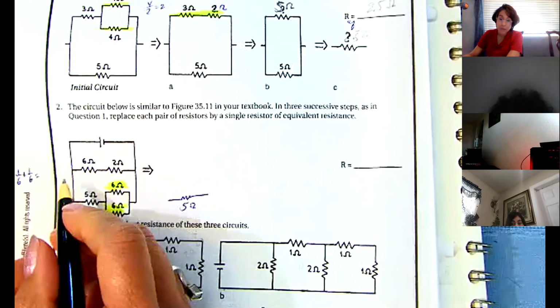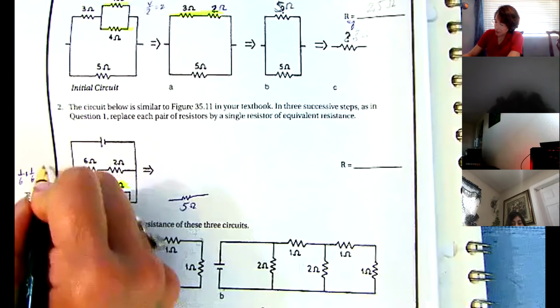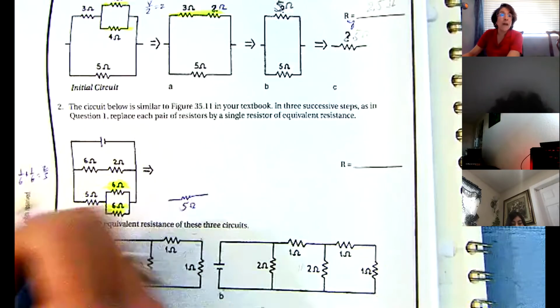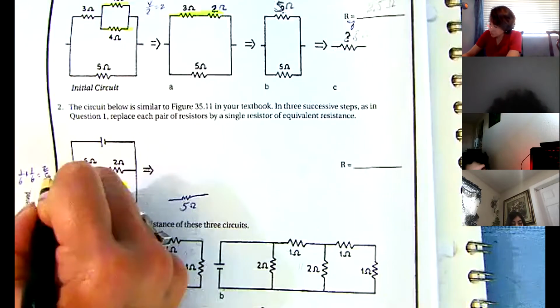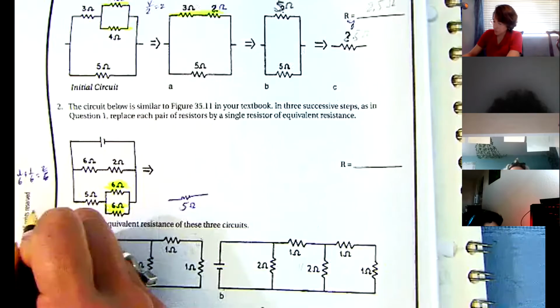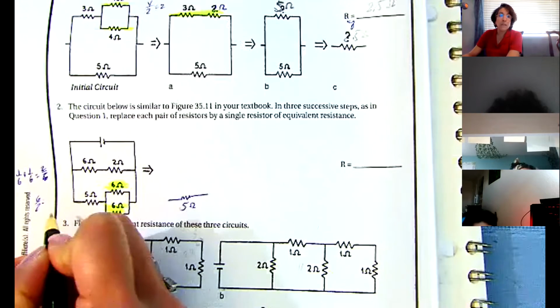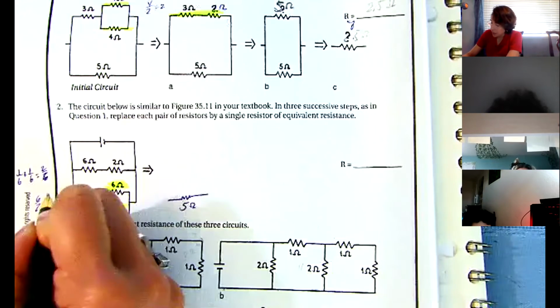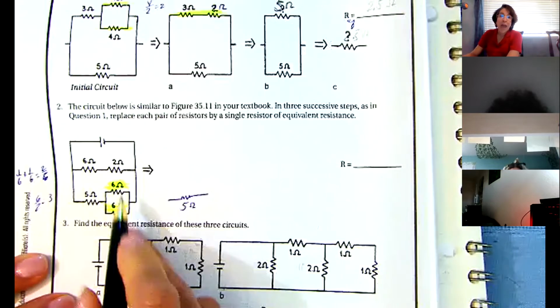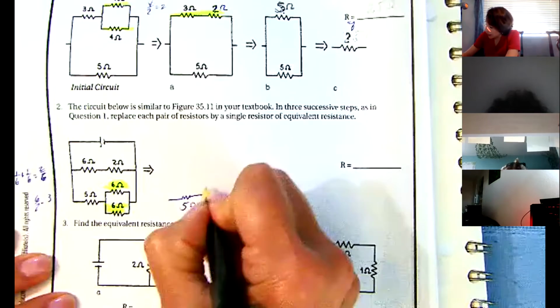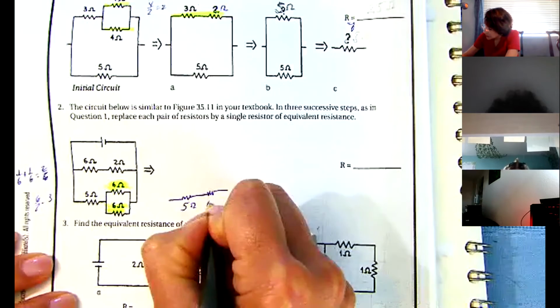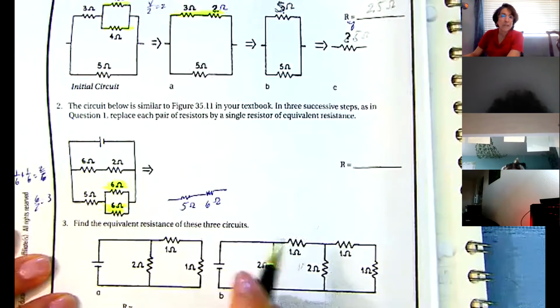What's 1 over 6 plus 1 over 6, Brianna? 2 over 6. Okay, what's the reciprocal of that? 6 over 2. Which is? 3. Yeah, 3. So what do you know? Half of 6. So I got a 5 ohmer and now I have a 3 ohmer. Okay, good. Let's go back to Sergio.